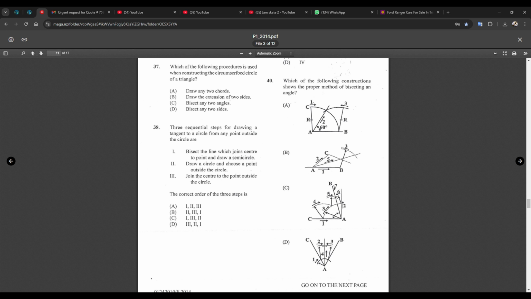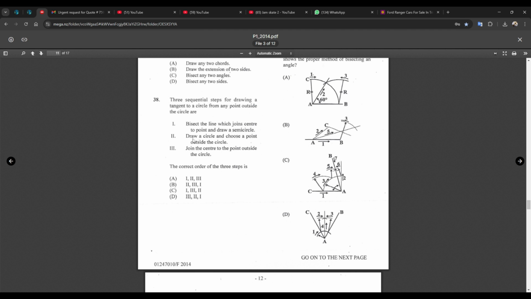38, three sequential steps for drawing a tangent to a circle from any point outside the circle are: bisect the line, draw a line, and choose a point; draw a circle and choose a point outside, drawing the center to the point. All right, so the first thing you have to do is draw the circle. So 2 must be first. Only one response has 2 as first, which is B. So you'll draw the circle and choose a point outside. Then we'll join the center to the point outside. And the last step would be to bisect the line which joins the center. So 38, B.